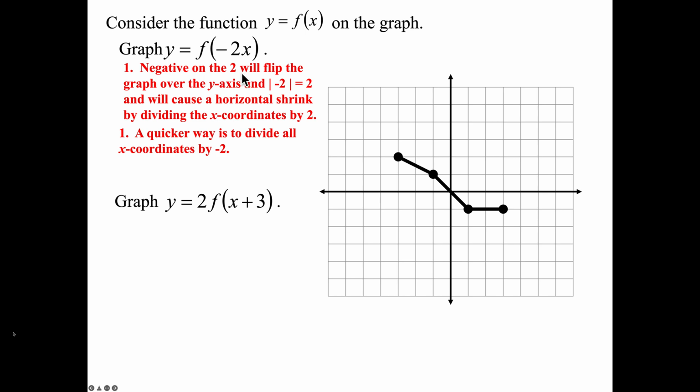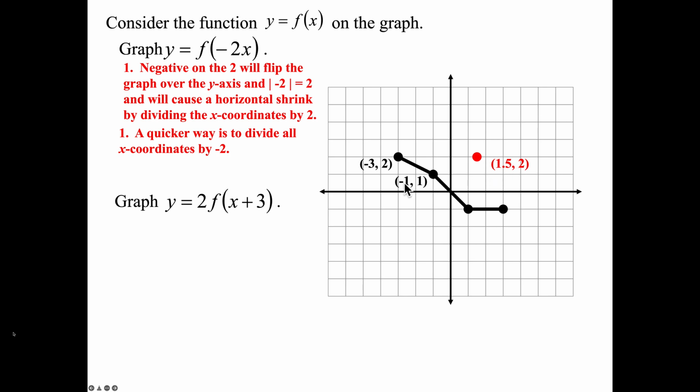So you could describe, oh, it's a negative on my 2, so I have to flip it over the y-axis. And then you can say, well, it's going to be a horizontal shrink, so I'm going to divide all the x-coordinates by 2. Well, if you're going to do this division, why not just divide by negative 2 and get everything done at once? So again, looking at my points, take my x-coordinate of negative 3, divide it by negative 2. Negative 3 divided by negative 2 is 1.5, and the y-coordinate of 2 doesn't change.